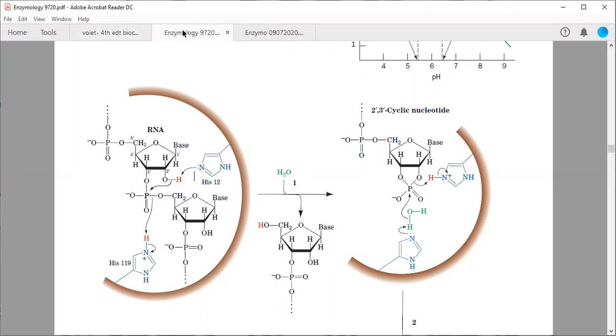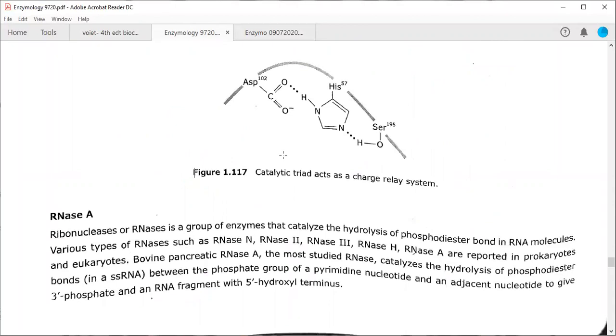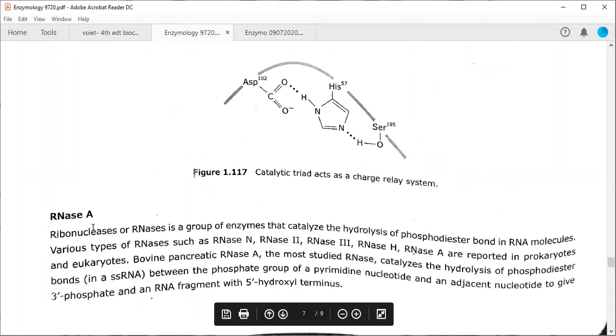So first of all, we will look into the pathfinder, what they're saying. They are saying the same thing. Actually, there are various species of the RNases, for example, RNase N, RNase 2, 3, RNase H, which will work on DNA-RNA hybrids, and RNase A, which we are going to study in this particular class. So all are different types of ribonucleases or RNases. They are the enzymes which catalyze the hydrolysis of phosphodiester bonds in RNA molecules.